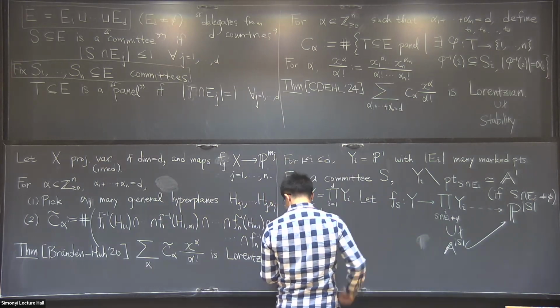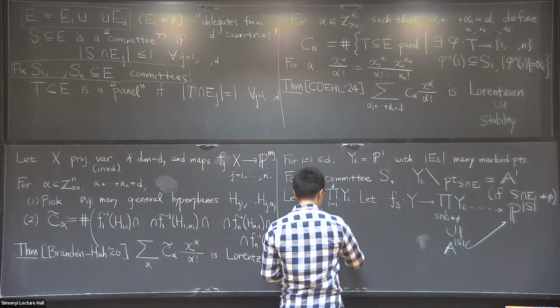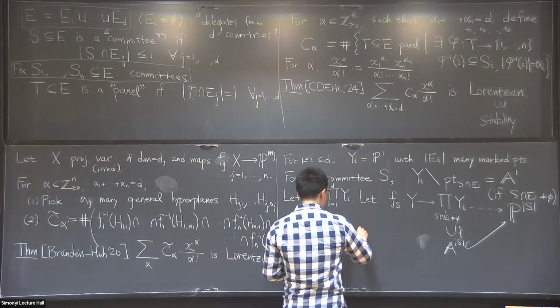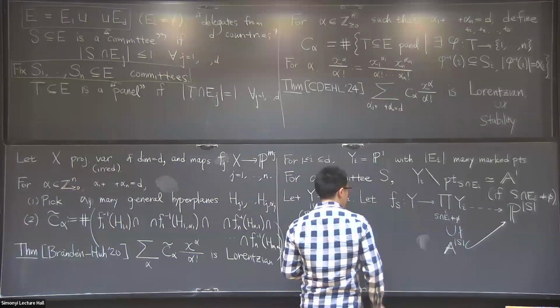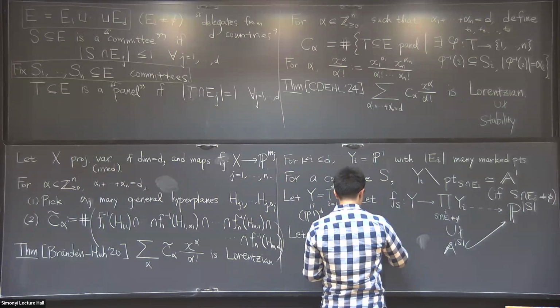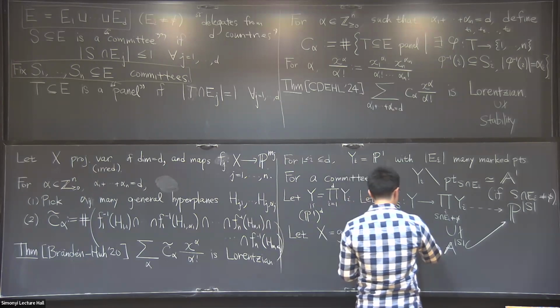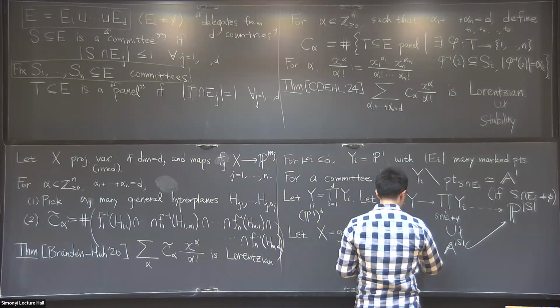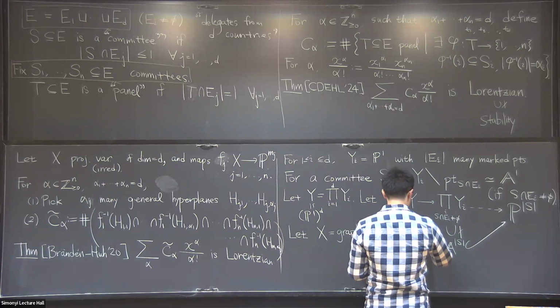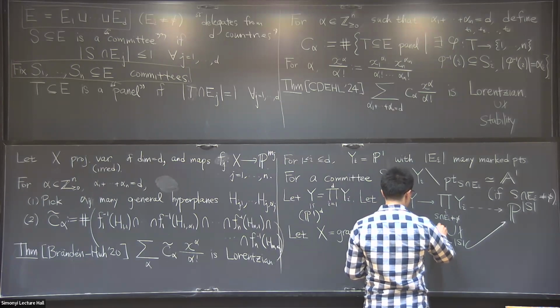To really get a variety, we set X to be the graph of all these rational maps. So I have Y pointing to the product over all committees, all possible committees you can make.